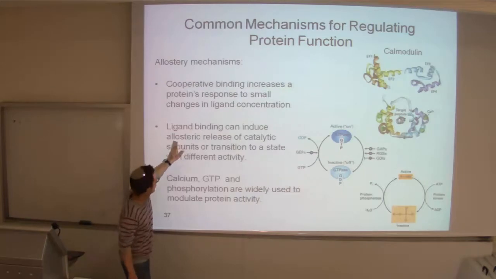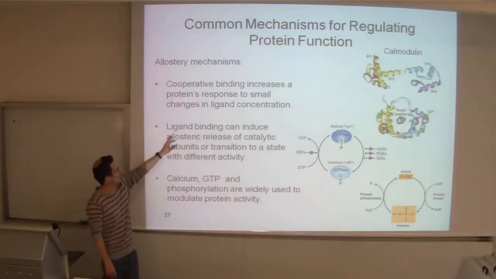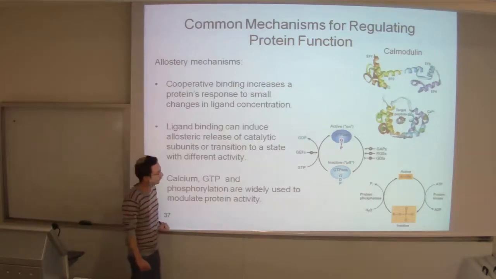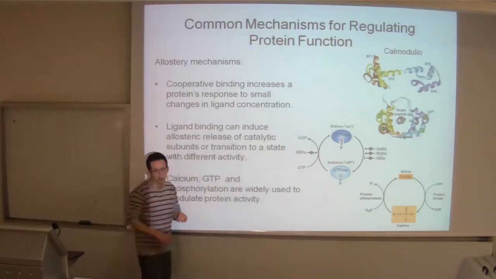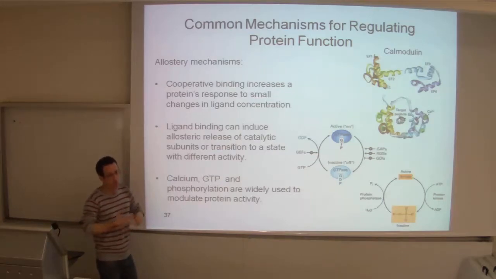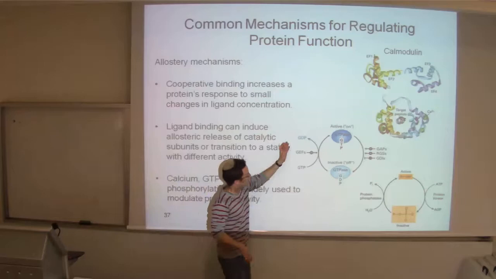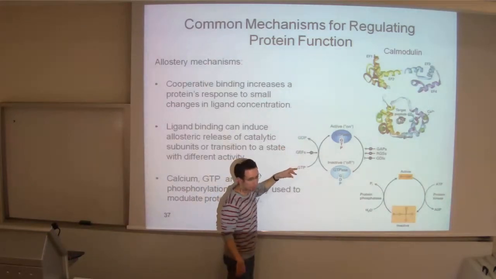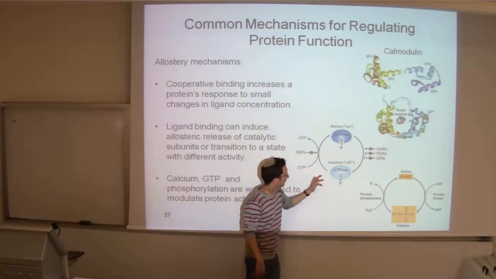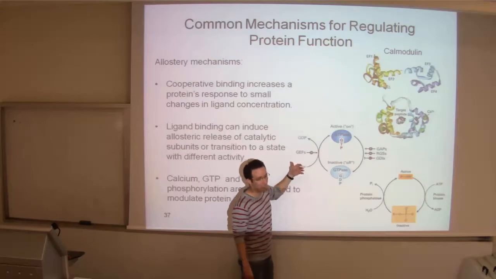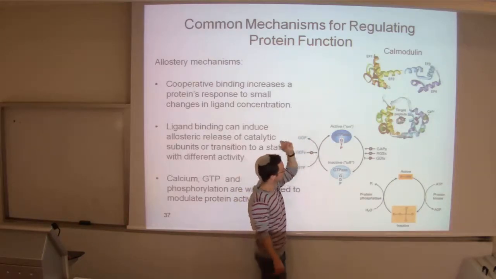Another example which we mentioned, I think, in a previous class, is that ligand binding can induce release of catalytic subunits, or transition to a state with different activity. Okay, so release of some segments in the protein that turn the protein into an active state. So we mentioned it, and we will see a couple of examples later on. Lots of times we have regulating molecules, in this case GTP, guanosine triphosphate, for instance, that can push a protein from an inactive off state, by an allosteric mechanism, to an active on state.